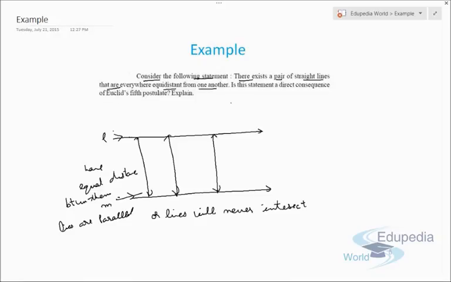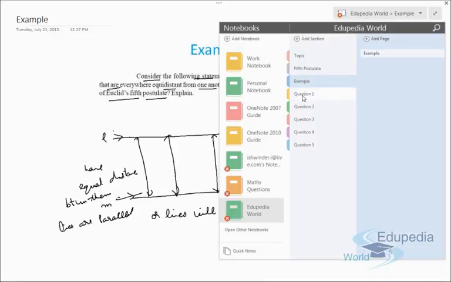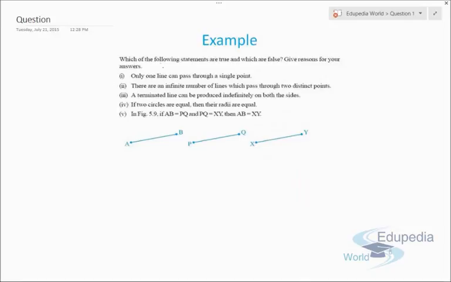So that explains the fifth postulate. So that is the explanation of the questions. Now let's move on to question number 1. These types of questions are generally seen in examinations, so you have to watch this section very carefully. Now the first question says, which of the following statements are true or false?